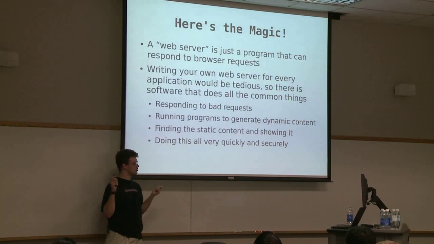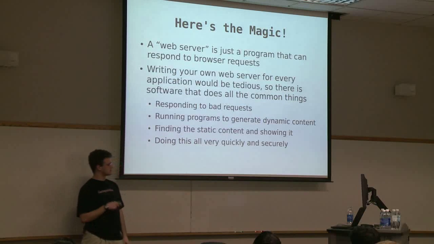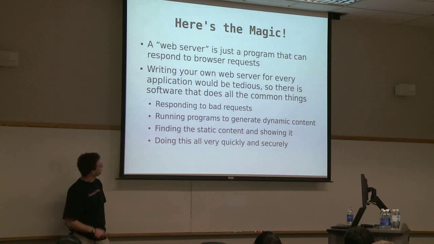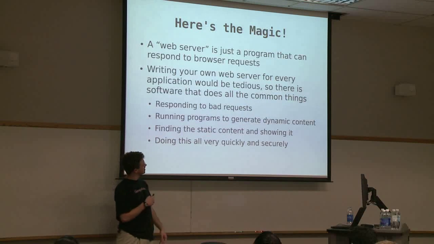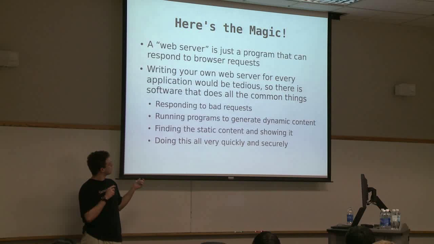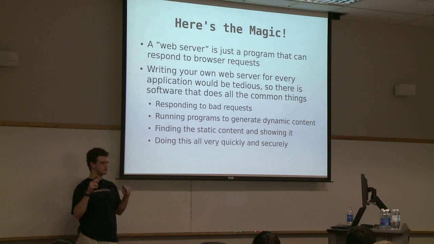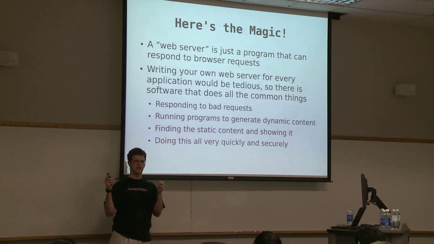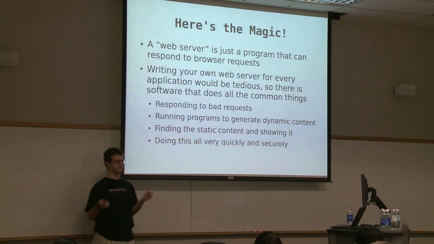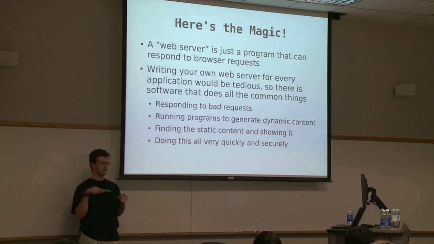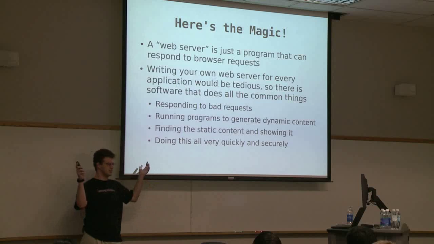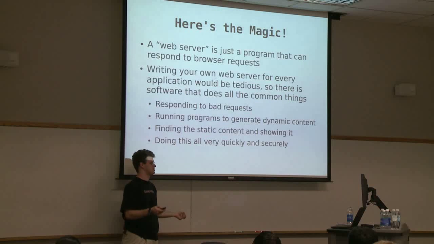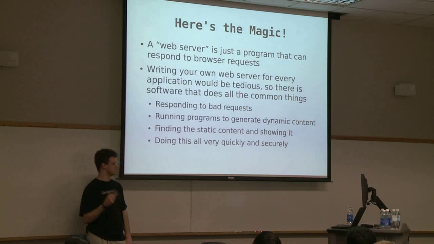That would be horrible. So there are some common things like telling the browser that it's dumb if it says something dumb, or running a program to generate dynamic content. I'll get to that in a second. Or finding static content, which is sort of going and digging up a web page from the archives and handing it to the browser. And then doing all that really, really quickly, because computers are fast, faster than people. And when we click a button, we want it to show up instantly, whatever it is, even if that's impossible. So we try to do things as quickly as we can just to give the illusion of being instant.